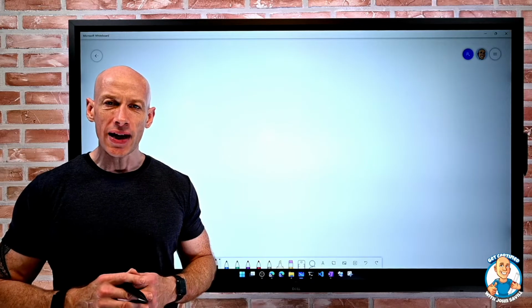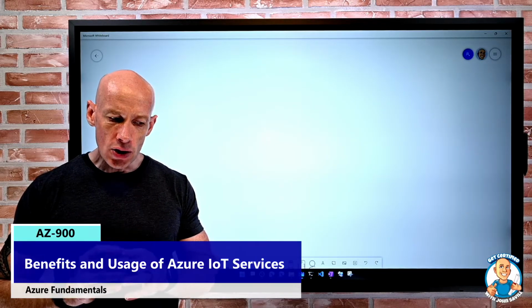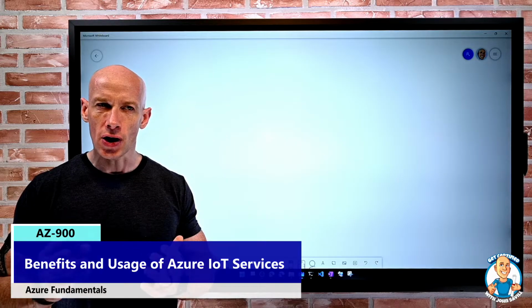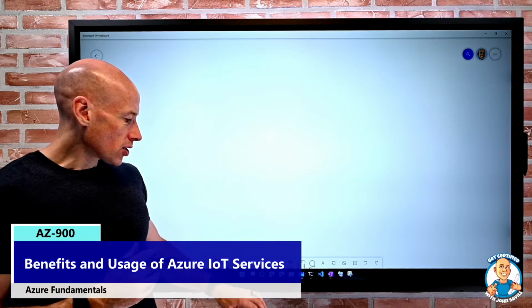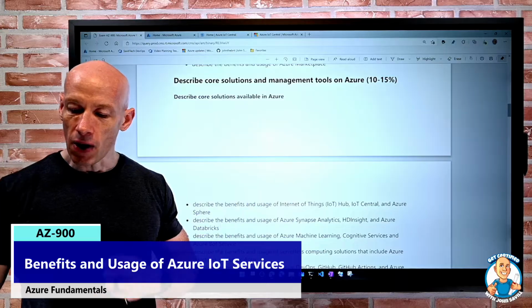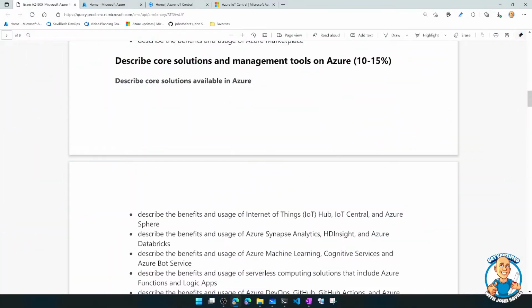In this lesson, we're going to look at the benefits and usage of the Azure IoT services. If we look back to those skills that are being assessed as part of AZ-900, we're now going into this new set of objectives all about describe core solutions and management tools, and then this particular set of objectives and skills around describe core solutions available in Azure.